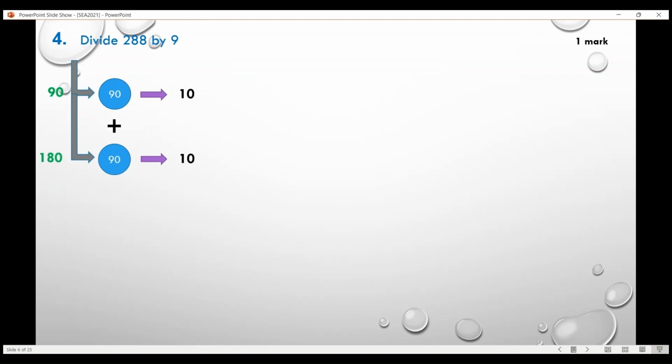Do we have enough for another 90? I believe so. So we can do it again. So that will give us 270 we're dealing with. And 9 into 90 is another 10. So we have 270. What is remaining?